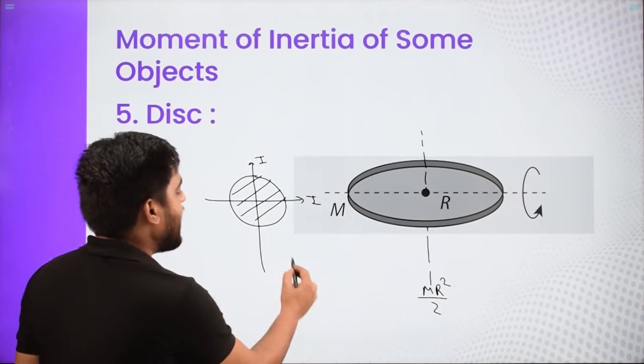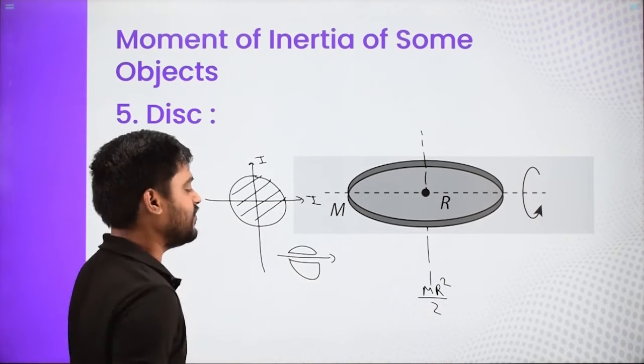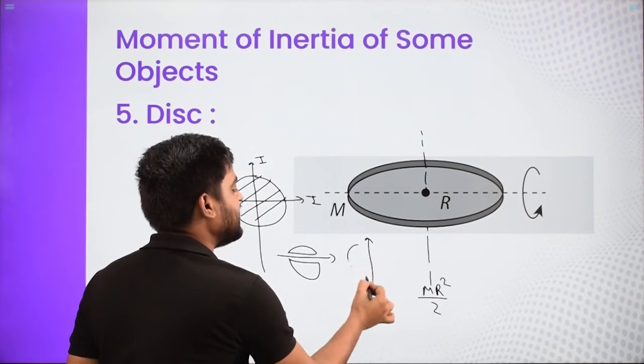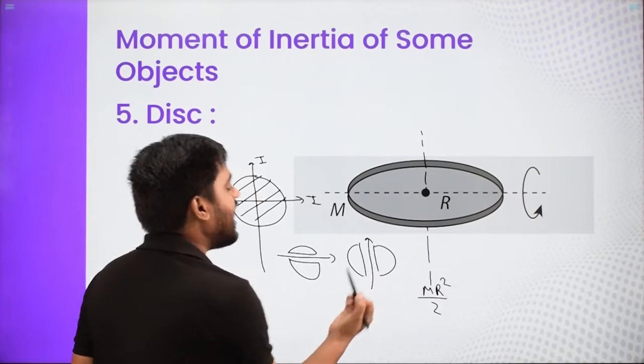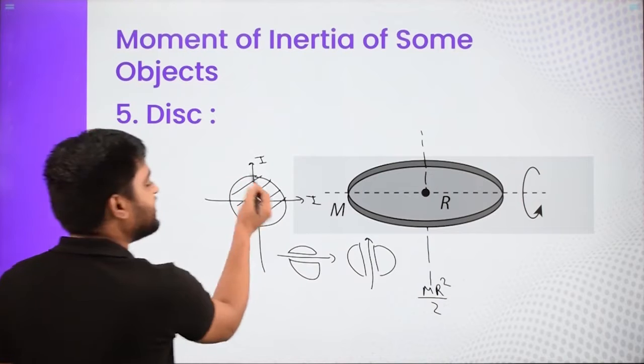For this axis, half the disc lies above and half the disc lies below. And for this axis also, same thing. Half the disc is lying over here and half the disc is lying over there. So this is the same scenario. So moment of inertia must be same.